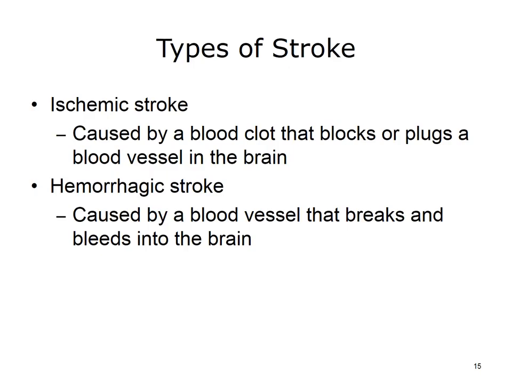The other kind of stroke is called a hemorrhagic stroke. Hemorrhage is the medical term for bleeding. Hemorrhagic stroke occurs when a blood vessel in your brain leaks or ruptures. Brain hemorrhages can result from a number of conditions that affect your blood vessels, including uncontrolled high blood pressure, hypertension, and weak spots in your blood vessel walls, aneurysms.